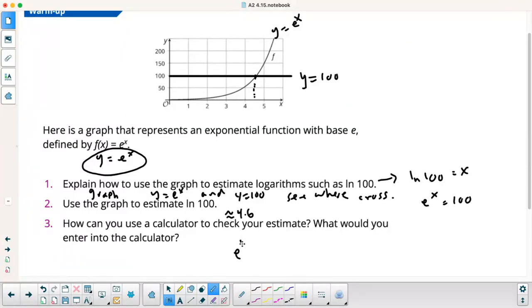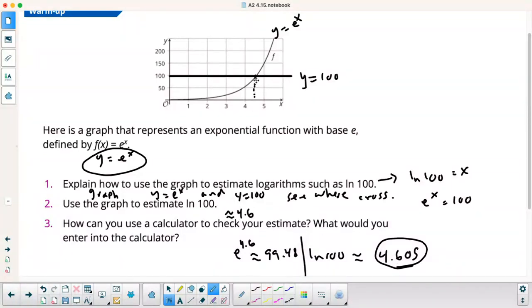How can you use your calculator to check your estimate? Well, we could type in e to the 4.6, and then we can type in ln of 100, because this will give me a closer answer, and I'm going to see if they're close. E to the 4.6 gave me 99.48. ln of 100 gives me 4.605. So this is a little bit closer than 4.6.